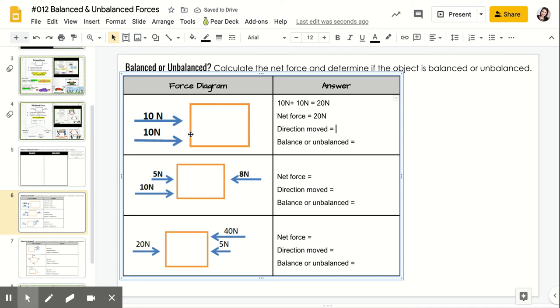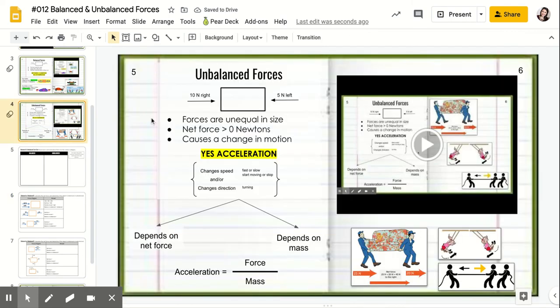Direction it moved. Well, again, both of these were moving to the right. So is it balanced or unbalanced? Well, because it's greater than zero, this is unbalanced. Again, if you're not sure, go back and use your notes. Okay, so greater than zero is an unbalanced force.